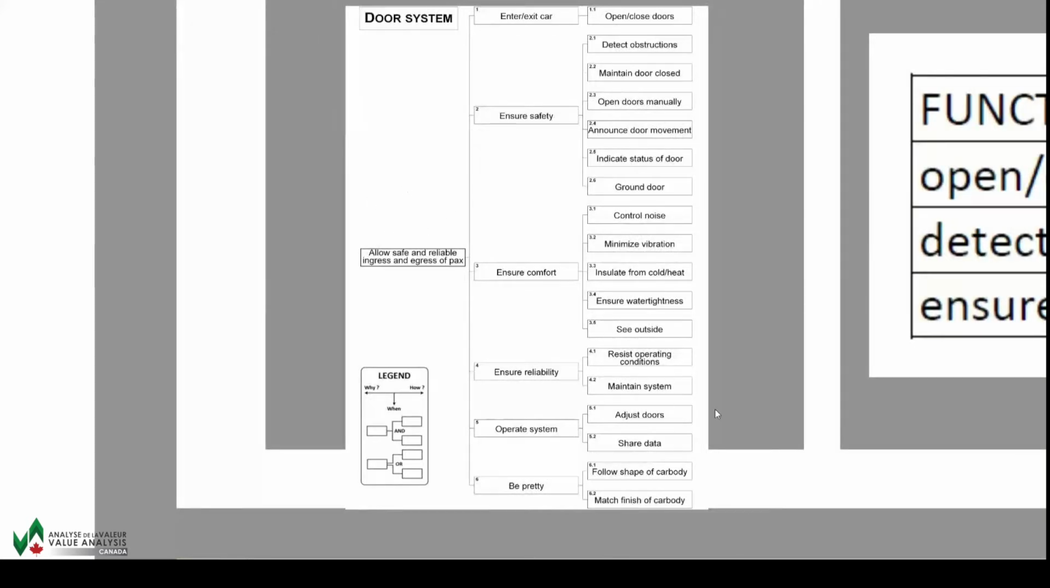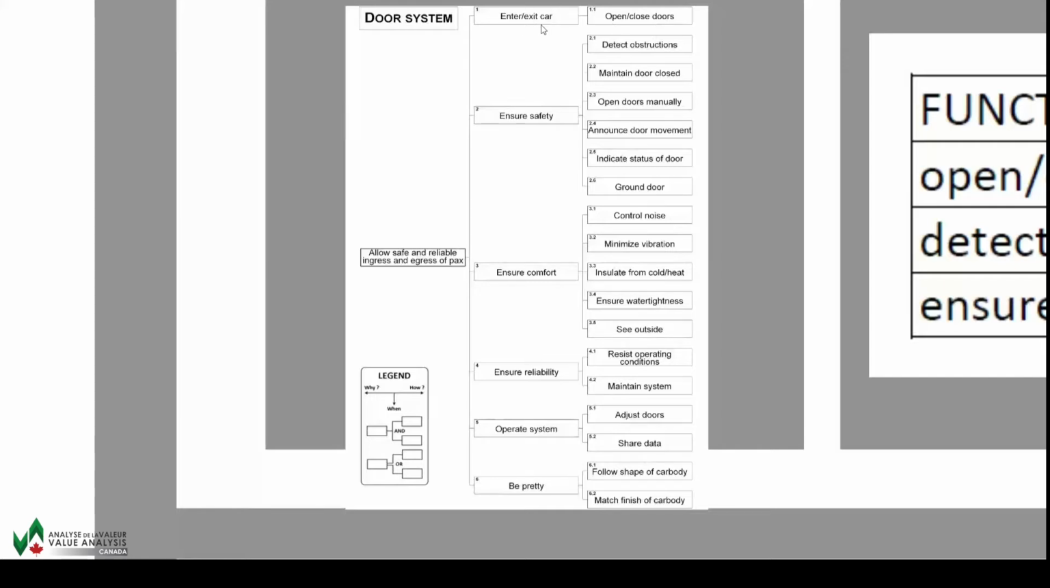And this is a very short summary of the function diagram of a door system, which was much bigger in real life. But the goal of a door system is to allow safe and reliable ingress and egress of passengers from the train car. And the different things to do is you have to be able to enter and exit the car. And how you do that is by opening and closing the doors. So that's the basic function of a door system, to allow to enter and exit the car by opening and closing. Okay, so very basic.